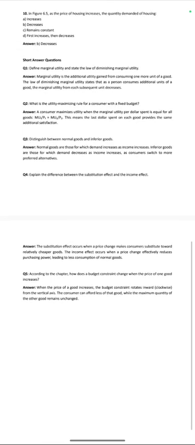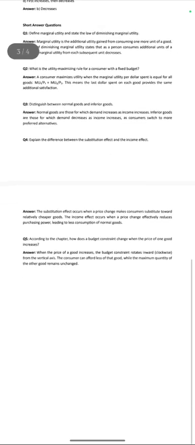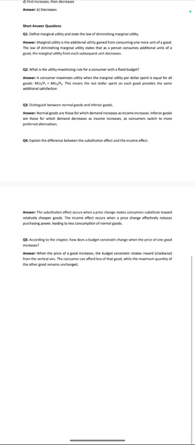Question number 4. Explain the difference between the substitution effect and the income effect. Answer. The substitution effect occurs when a price change makes consumers substitute toward relatively cheaper goods. The income effect occurs when a price change effectively reduces purchasing power, leading to less consumption of normal goods.